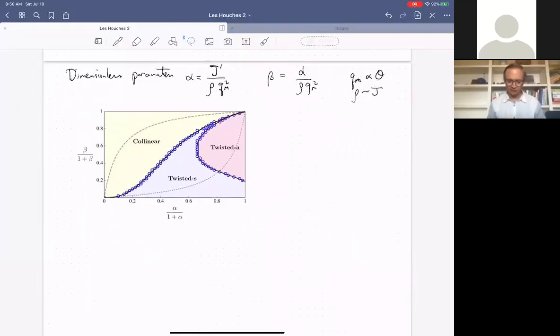We'll dissect this one bit at a time. I've drawn this in a way which allows you to make the axes vary between 0 and 1. The horizontal axis is alpha, which is basically the strength of interlayer exchange interactions. When alpha is small, the layers are weakly coupled magnetically. When alpha is large, alpha over 1 plus alpha goes to 1, so this axis equals 1 means infinitely strong interlayer interactions. The vertical axis is the strength of anisotropy. When it's large, the spins really want to align along the plus or minus z-axis, out of the plane.